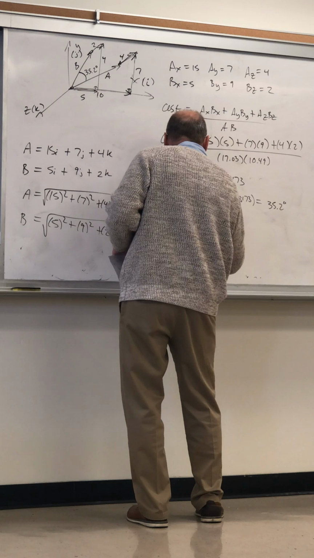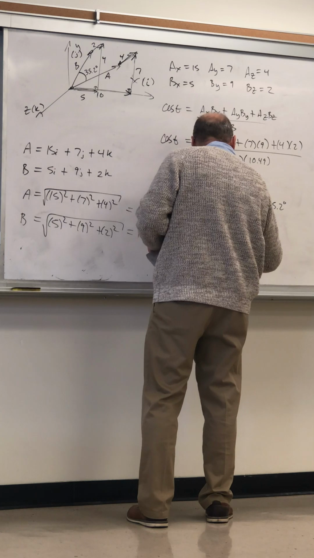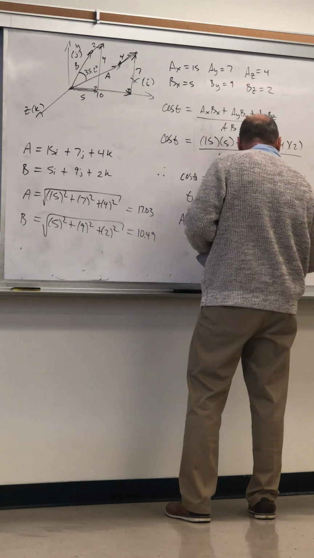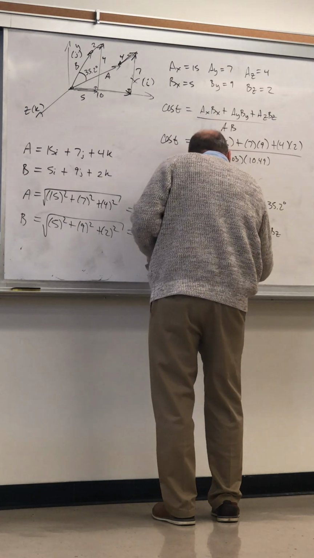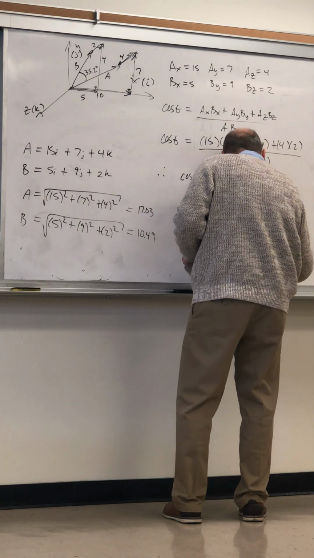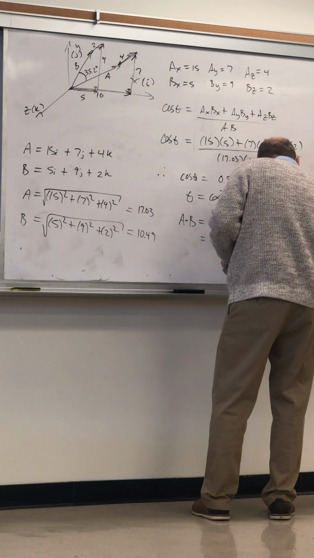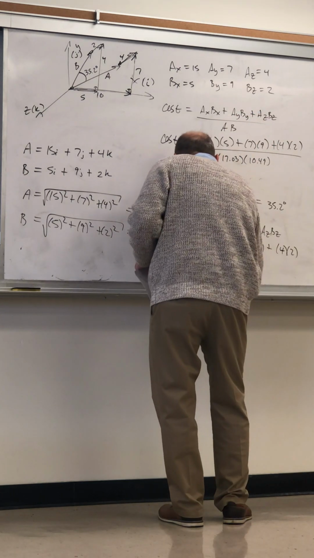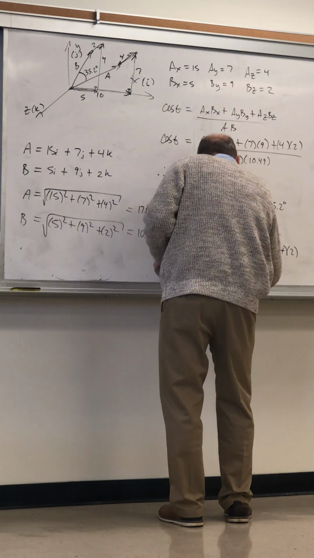A dot B is AX BX plus AY BY plus AZ BZ. So this is 15 times 5 plus 7 times 9 plus 4 times 2. Equals 146.